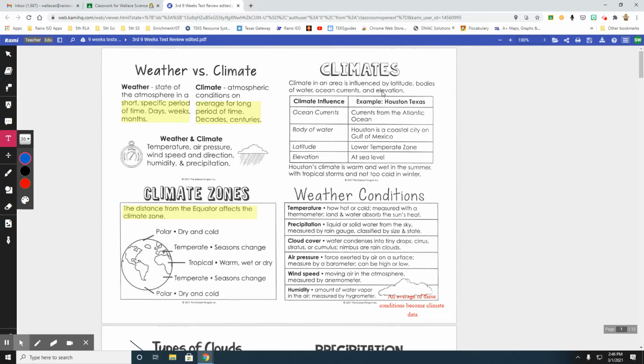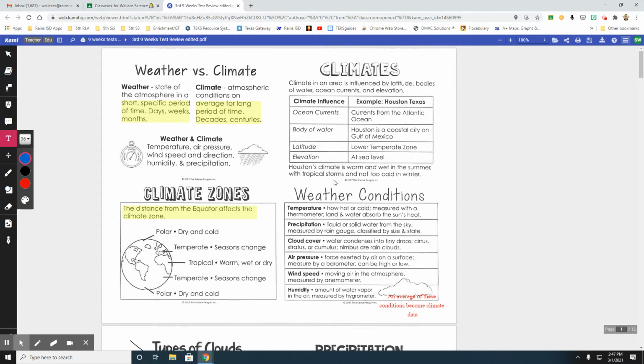So climates, we know, are influenced based on where they are on the earth, their latitude, how far are they from the equator, maybe how close are they to the poles. Other things that could influence the climate in a region could be how close they are to large bodies of water, maybe ocean currents in the area, or their elevation. So do you live up in the mountains or do you live close to sea level?